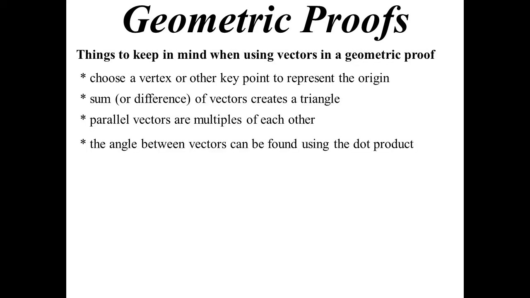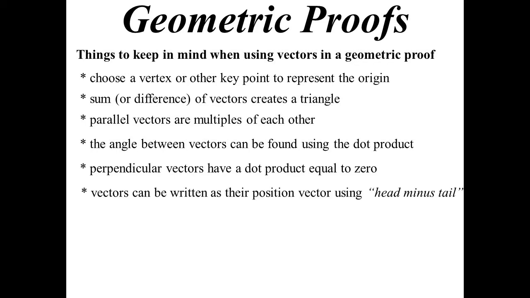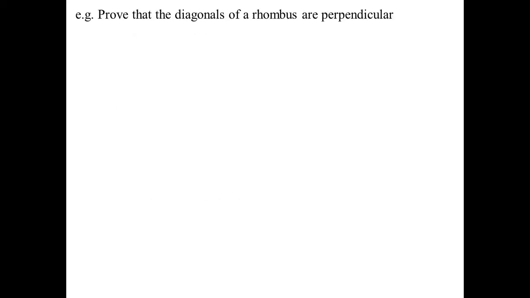If we need to find an angle in our shape, we can do that using the dot product. That's very useful for proving things are perpendicular, because we can show the dot product is equal to 0. And we can always work out the position vector: head minus tail. Okay, so we're going to prove that the diagonals of a rhombus are indeed perpendicular.